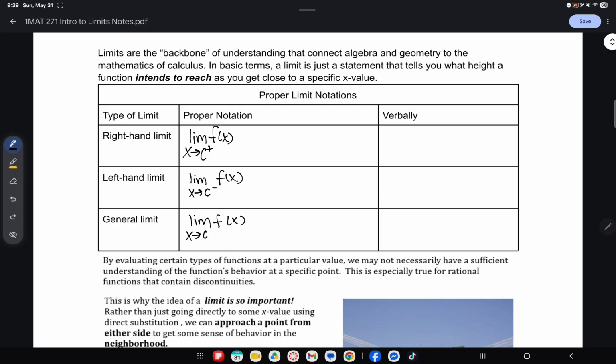For the general limit, we need to look at both sides, because for the general limit to exist, the left and right have to be the same. I know I spoke out what happened as I was writing, so I'm just going to write verbally what all those are saying.